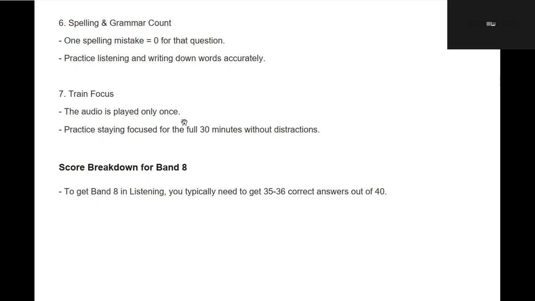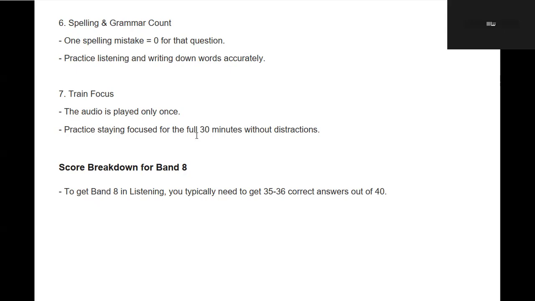A practice is staying focused for the full 30 minutes without distractions. Do not go for a drink or to the bathroom. There's nothing like this in the exam. Even if I want to go to the bathroom, I don't think so. Go to the bathroom before the exam.